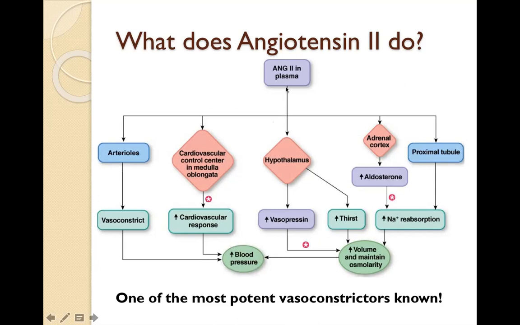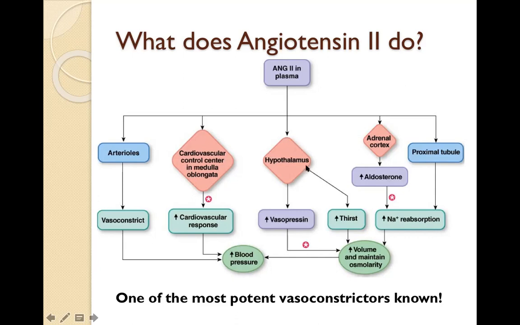The third effect of angiotensin 2 is at the level of the hypothalamus. Angiotensin 2 will stimulate the hypothalamus to release vasopressin. And as we know, vasopressin is going to conserve blood volume. It's going to reabsorb water in the kidney to make sure that we maintain our blood volume.